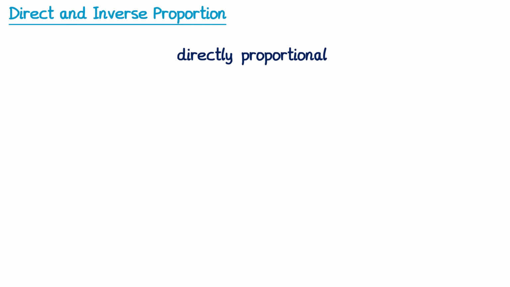In all of the questions we've looked at so far, the two things have been directly proportional to each other. We're now going to look at when things are inversely proportional to each other. We need to first of all understand what we mean by inverse proportion.